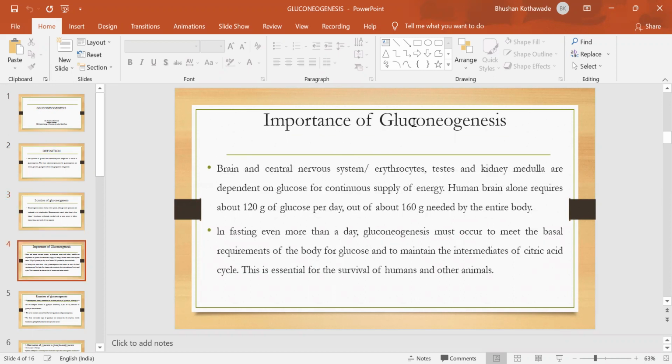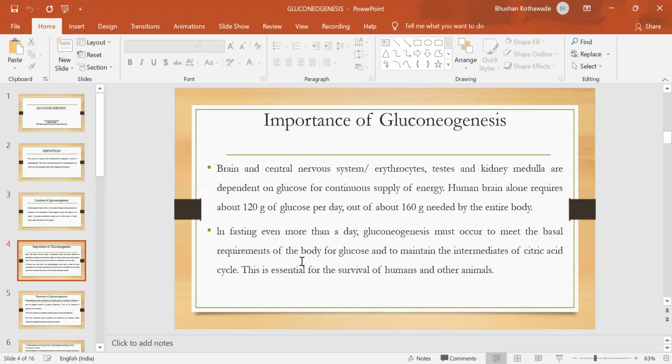Why is gluconeogenesis important? The brain, that is the central nervous system, erythrocytes, testis, and kidney medulla are dependent on glucose for a continuous supply of energy. A human brain alone requires around 120 grams of glucose per day, and around 160 grams are needed for the entire body. That's why gluconeogenesis is very important for the supply of energy to the brain and central nervous system.